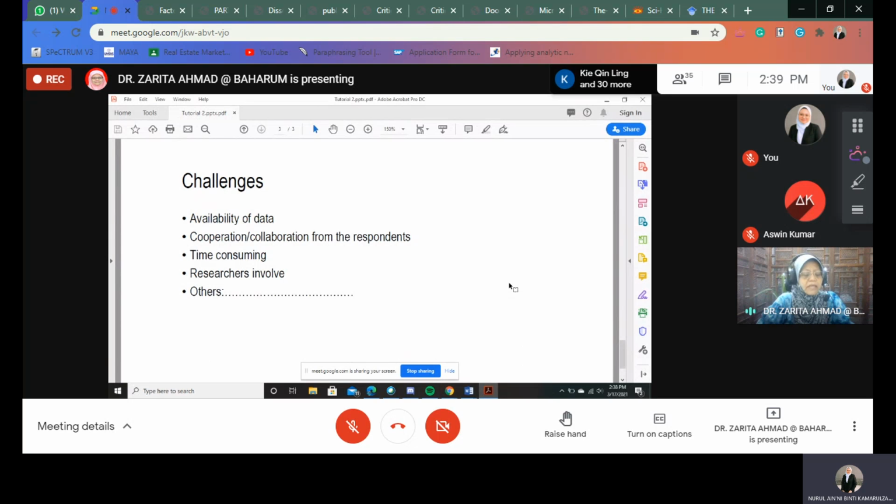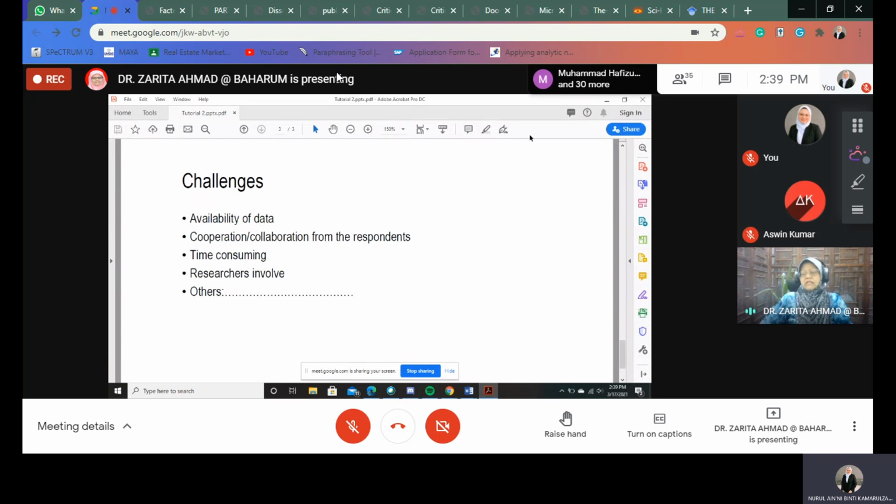Time consuming. Let's say you want to do your research within one week, so you become very, very busy, super busy, because of the time it takes. Then the researchers involved: some might like it, some might not, you cannot have both worlds. You're also talking about their experience. How experienced are they? Would they be able to do the research and deliver the findings?